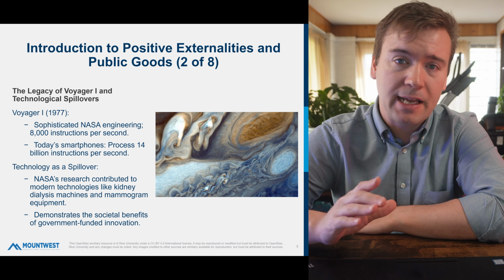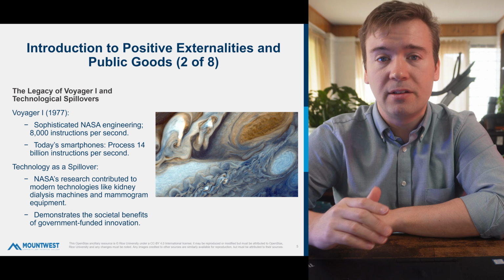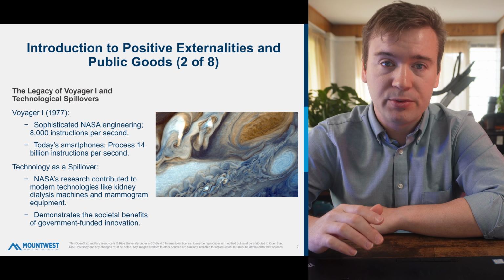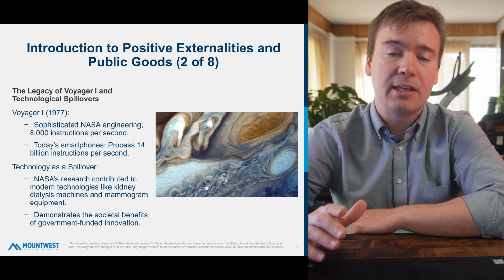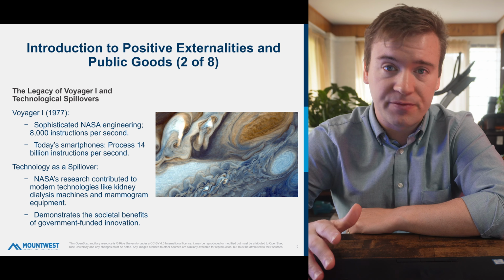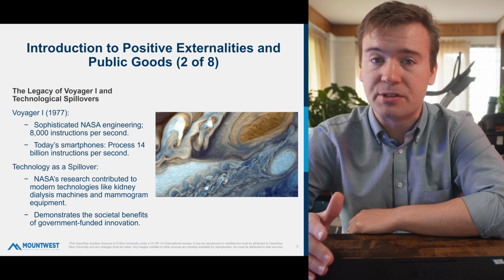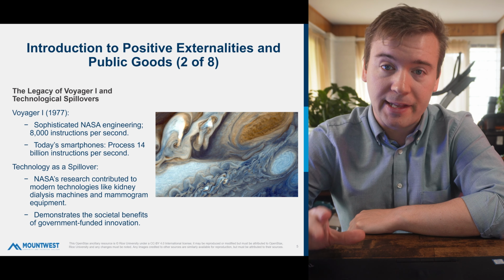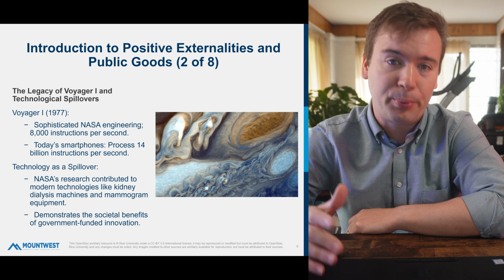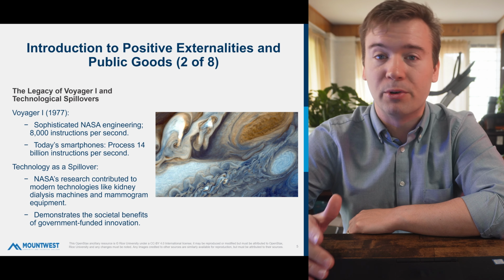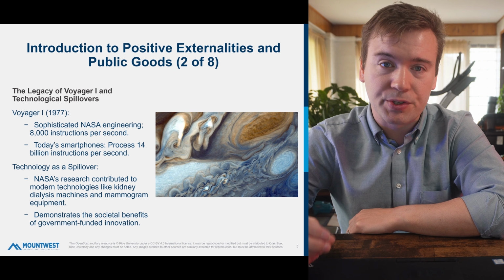So to illustrate the idea of these spillover benefits from innovation, think about the legacy of the Voyager 1 mission. It was launched back in 1977. It was a very ambitious undertaking by NASA, and it involved some sophisticated engineering, with its onboard computer processing around 8,000 instructions per second. Now, that's nothing in today's terms. Today, phones can do 14 billion instructions per second. But the primary goal was to explore our solar system.